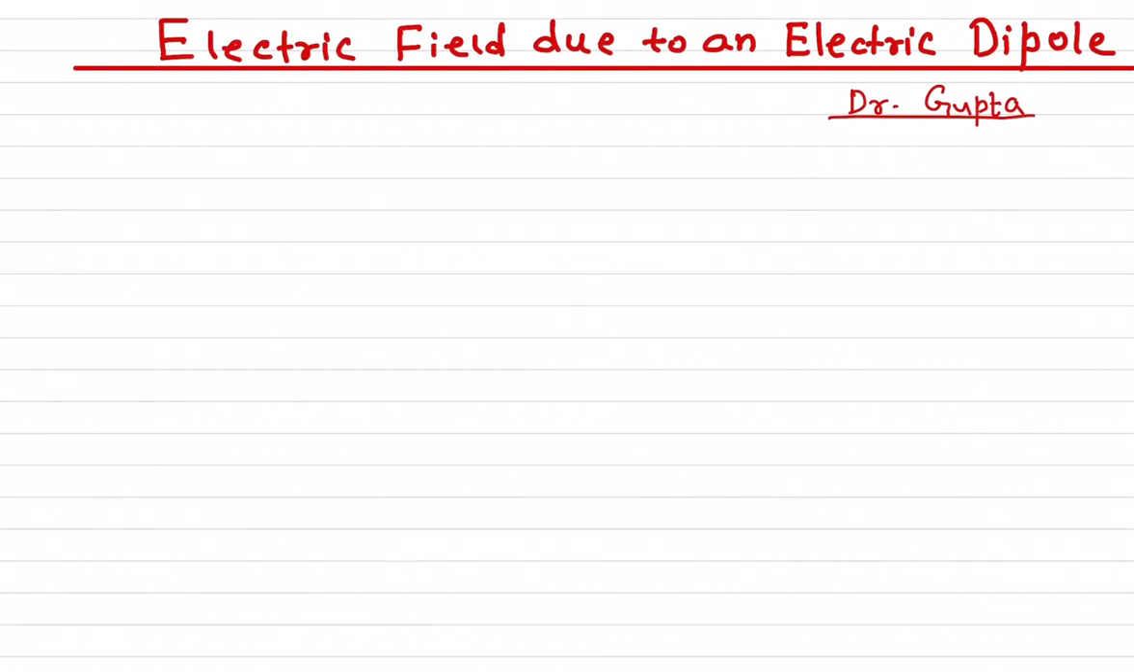In this video, I'll be talking about the electric field due to an electric dipole. So let's consider this is an electric dipole here. This charge is the negative charge Q, and this is a positive charge Q. And these two charges are located at a distance.